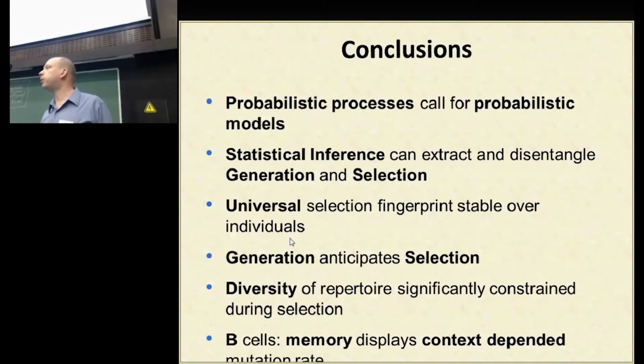So I showed you the probabilistic processes called probabilistic models, and probabilistic models have advantages. For instance, they gave us a way to use statistical inference to disentangle generation and selection. We can see those effects differently. We saw a universal selection fingerprint stable over individuals. We saw that generation dissipates selection. And we saw that the diversity of the repertoire is significantly constrained.